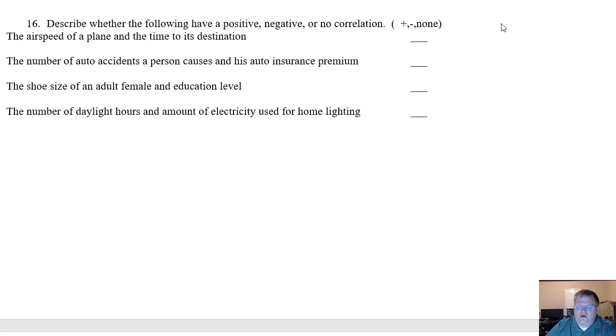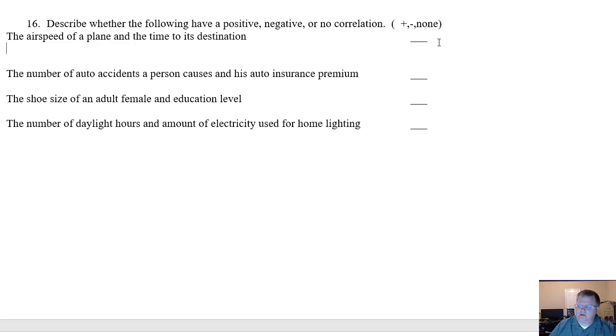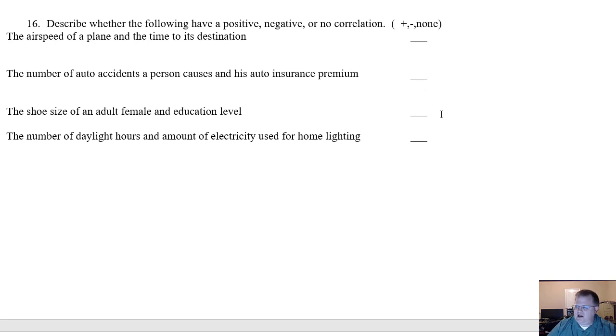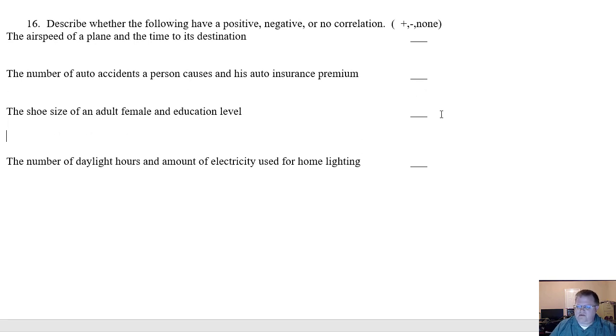Okay, so in this question, we're asked to identify positive, negative, or no correlation whatsoever. One thing that would help us is, I'm going to add a little bit more space here, because I would like to think about, as the first one goes up, what would I expect to see in the second quantity?